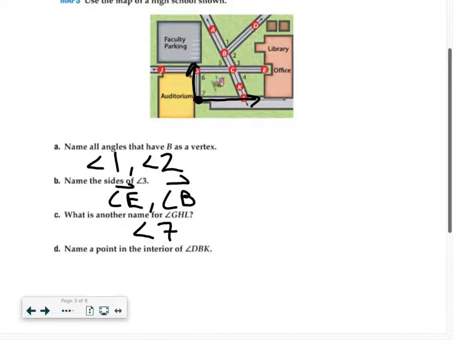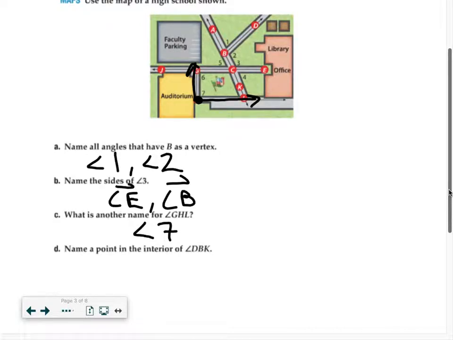Guys, maybe make note of this. You can't name an angle using the vertex if that vertex is a vertex for multiple angles. So keep that in mind as well. For example, angle B has two angles that it is the vertex for. So we couldn't just say angle B in this example and know exactly what angle we're talking about.